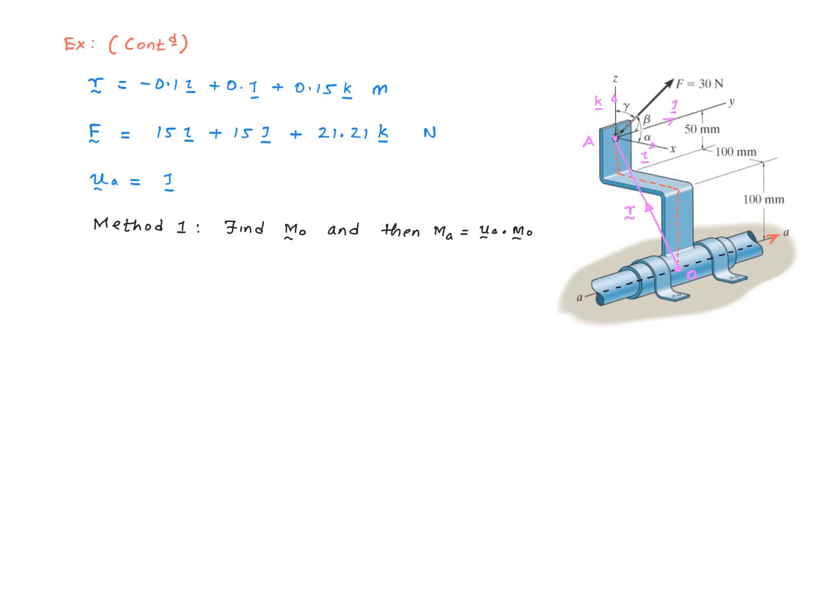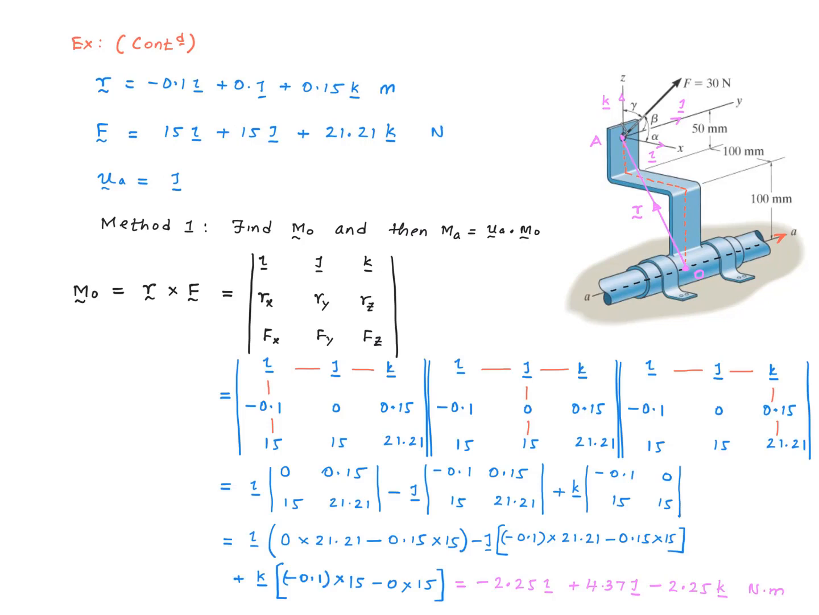So earlier we saw there are two methods to find the moment about an axis, right? Method 1, we find the moment about point O, and then we find the dot product between that moment and UA. So that will be the moment about the axis. So let's follow this method first. I will come to method number 2 in a second. So here are my calculations, and we have done this a couple of times. I'll let you follow through.